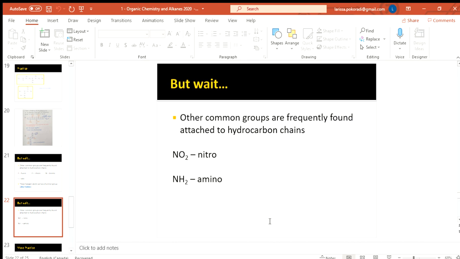And 2 others, these are nitrogen based. We'll see more of them in further naming. So nitro has nitrogen and oxygen, NO2 group, and an amino. So aminos might be something you've studied before in biology, and that'd be NH2.